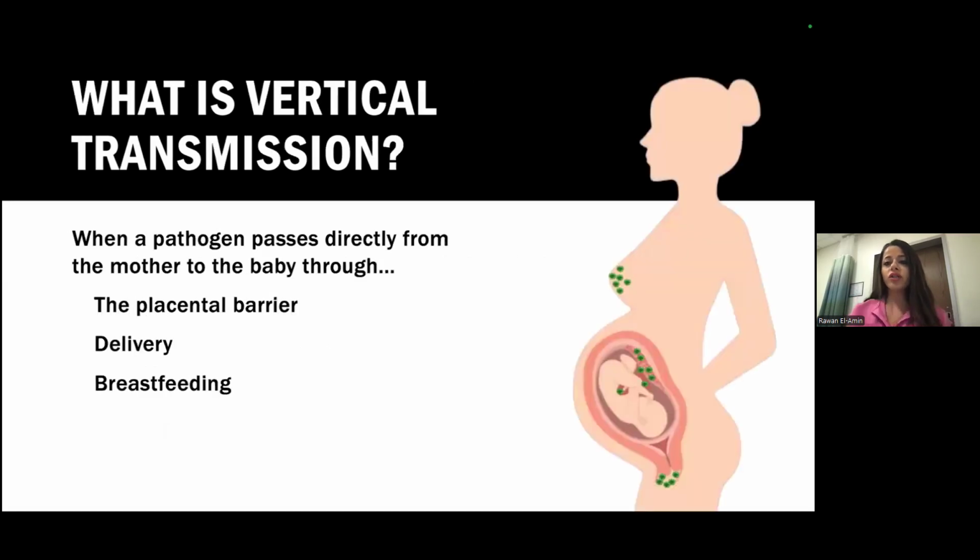Well, why do we care so much? Prenatal care is our time to try to limit vertical transmission. Vertical transmission is when the pathogen passes directly from mom to baby through either the placental barrier, delivery, or breastfeeding. And our goal throughout prenatal care and labor and delivery is to cut down as much as possible on that risk.